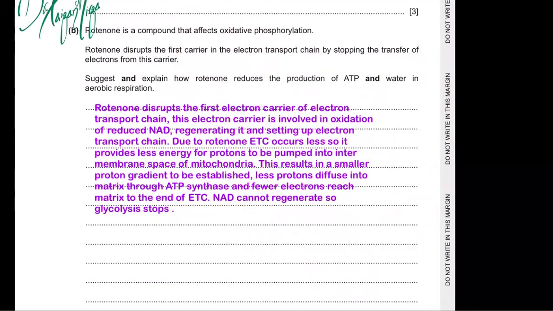This electron carrier is involved in the oxidation of reduced NAD, regenerating it and setting up the electron transport chain. Due to rotenone, ETC occurs less, so it provides less energy for protons to be pumped into the intermembrane space. This results in a smaller proton gradient, fewer protons diffuse into the matrix through ATP synthase, and fewer electrons reach the matrix and end up in the ETC. NAD cannot regenerate, so eventually glycolysis will stop because glycolysis cannot continue if NAD is not regenerated and it is not going back into the cytoplasm.